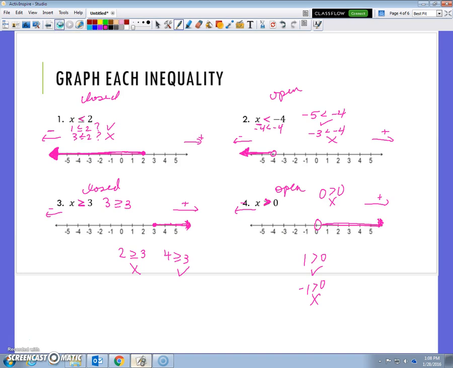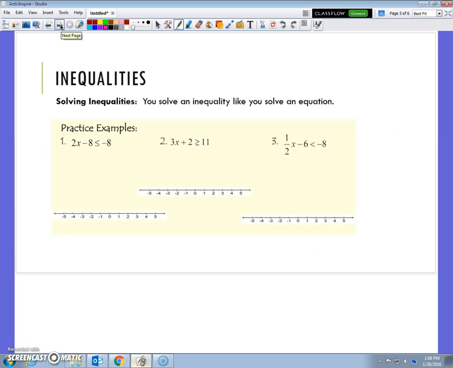Finally, we're going to apply this to what we know about equations. All right, when we're solving these inequalities, you do it the same exact way as an equation. So this is just a two-step equation, but instead of an equal sign, we see an inequality. So I'm going to solve it the same way. It's just a two-step equation.